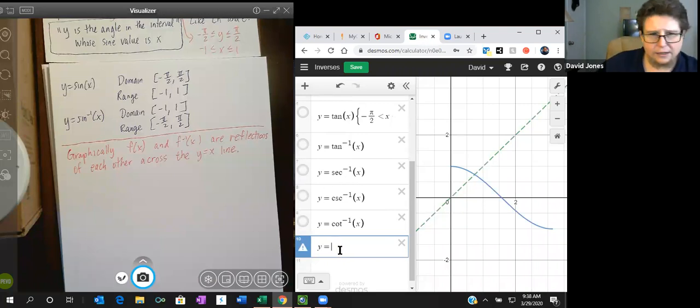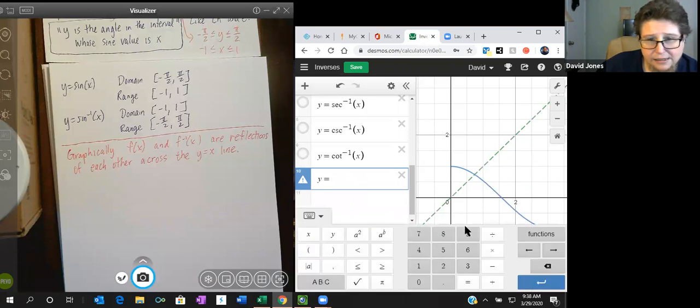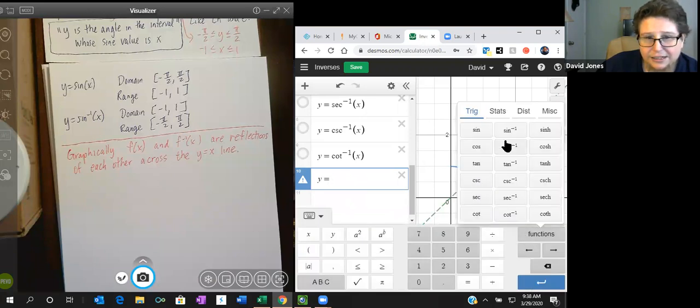Can I just type it in? Maybe I can use it right here. There we go. Let's see, functions.